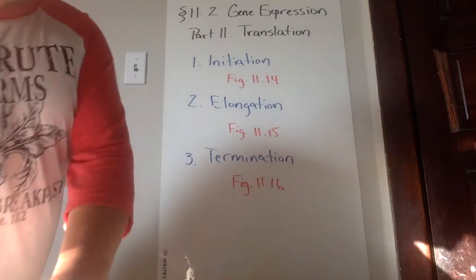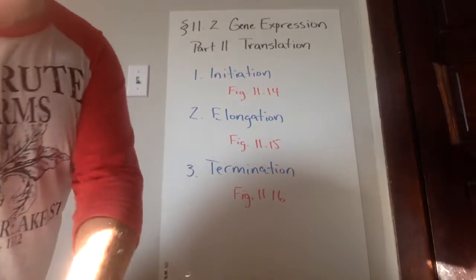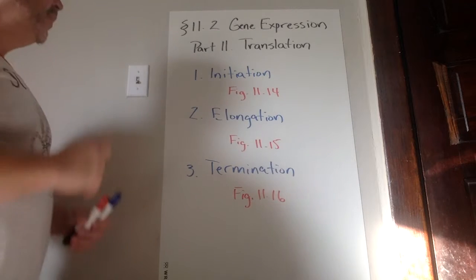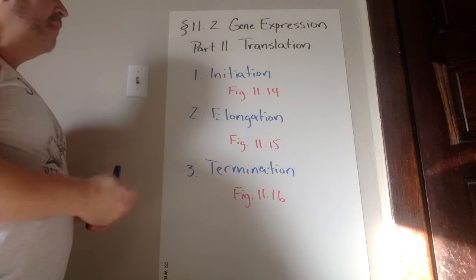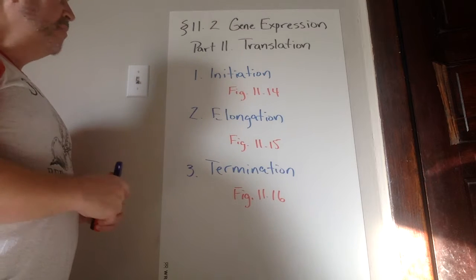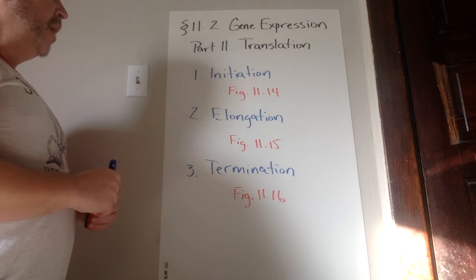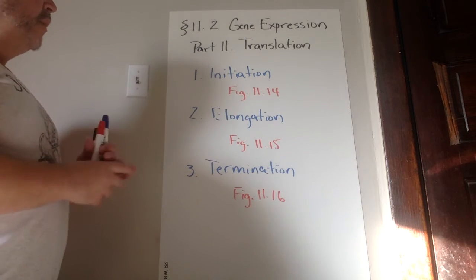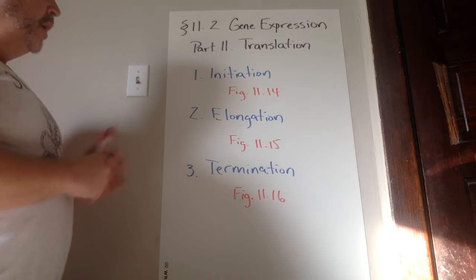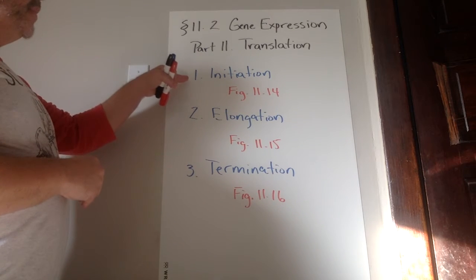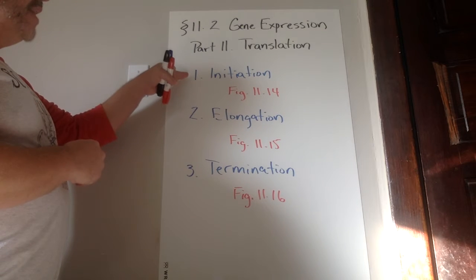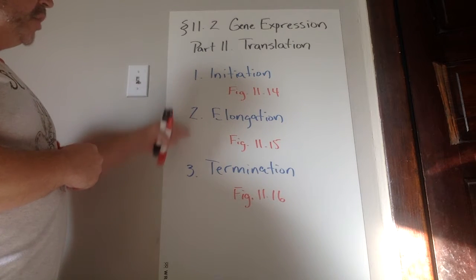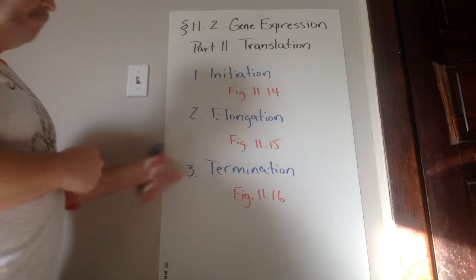All right, so the second half of gene expression is translation. Previously we did transcription, where we made an mRNA from the DNA. We modified that and produced a mature mRNA. So now we're going to do translation. This is going to have 3 steps, and you're going to want to look at these figures as we go over this. We will have initiation, elongation, and then termination.